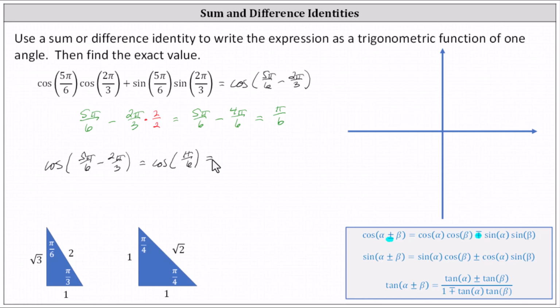Now looking at the reference triangles below, the cosine of pi divided by 6 equals the ratio of the adjacent side to the hypotenuse, which is square root 3 divided by 2.